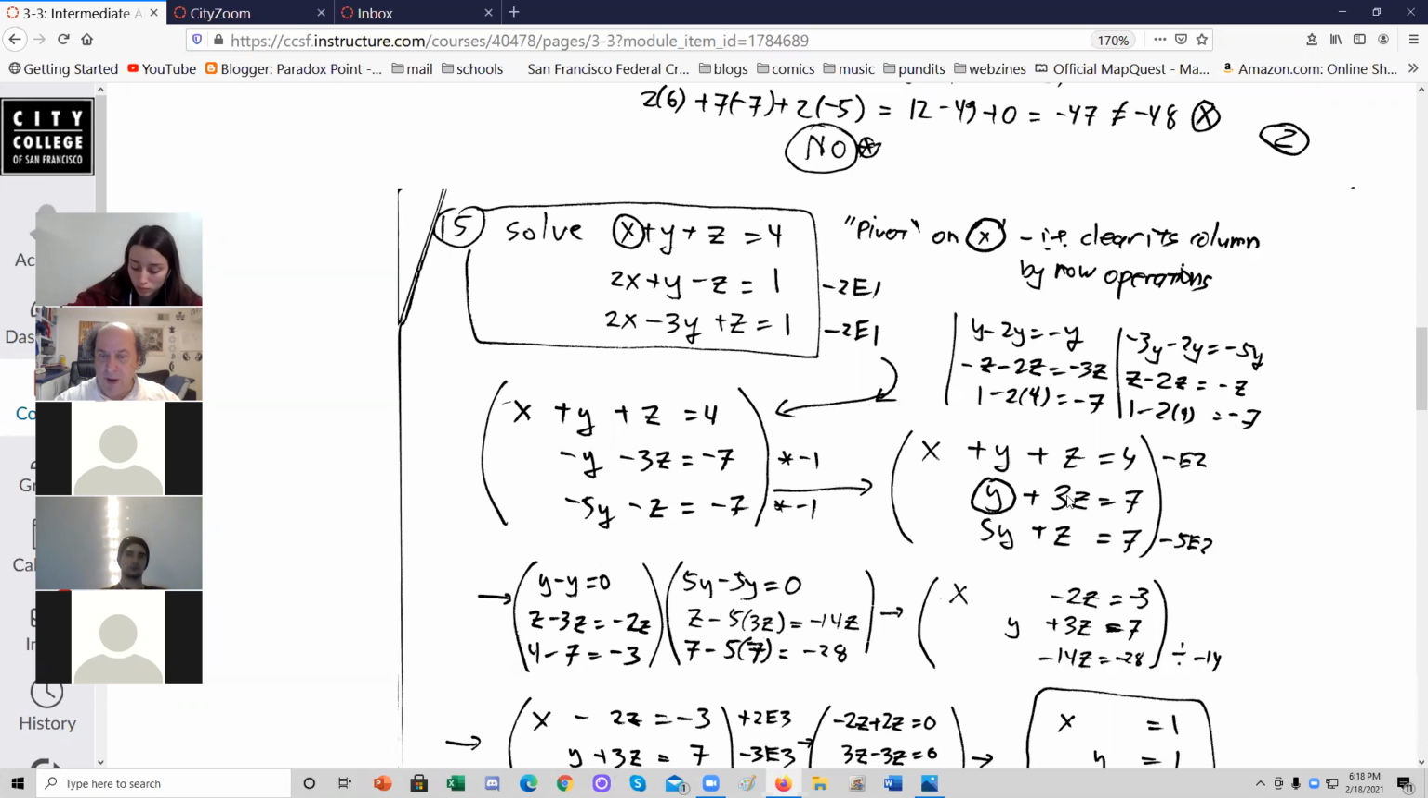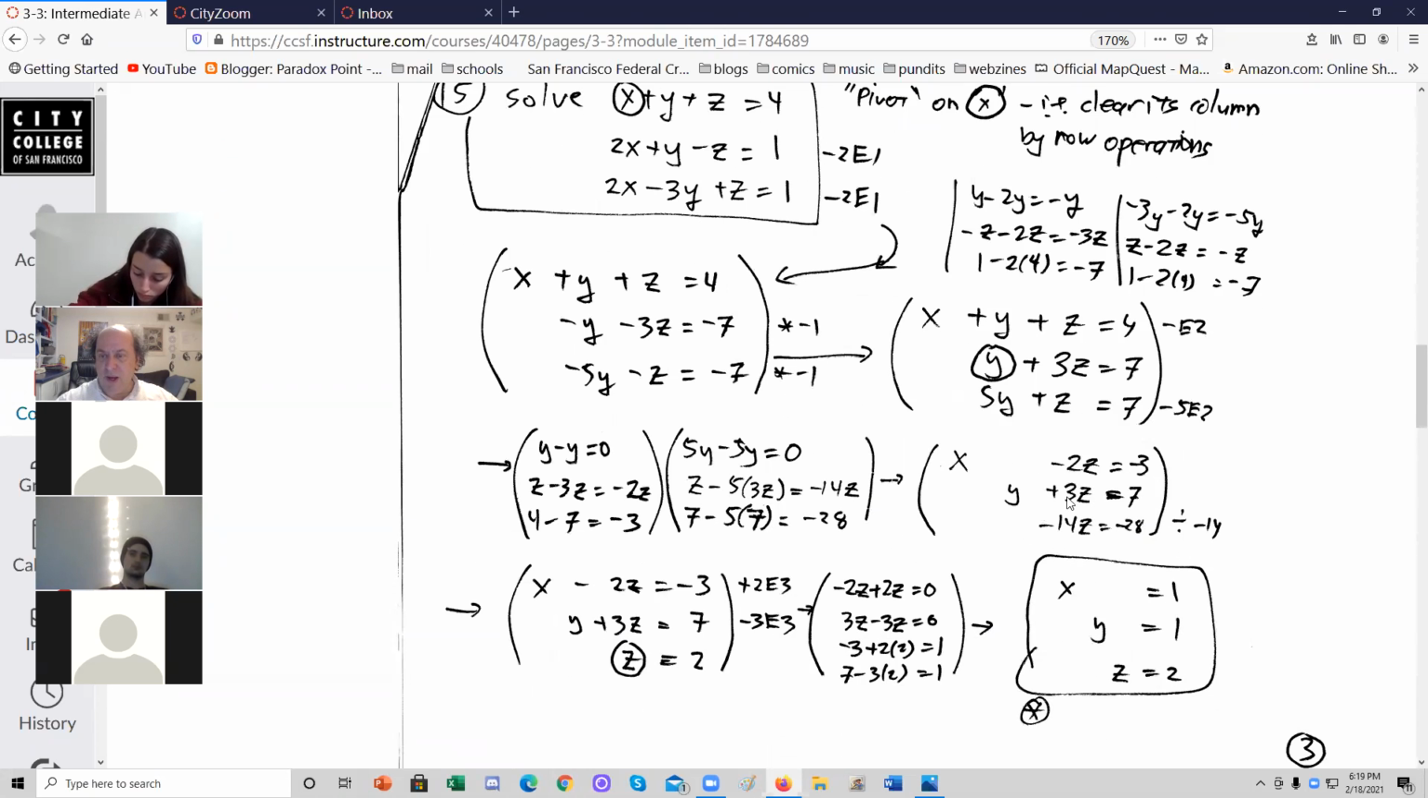Z minus 5 times 3z is negative 14z, so we put a negative 14z there. 7 minus 5 times 7 is a negative 28, so put a negative 28 there. Now we have this system. As you can see, it's starting to get a little sparse, which is good.